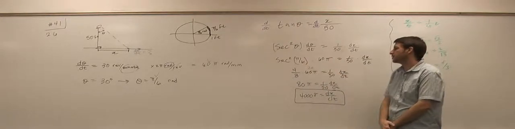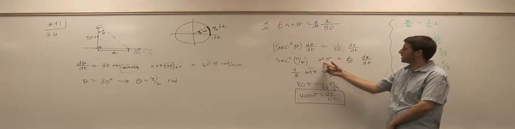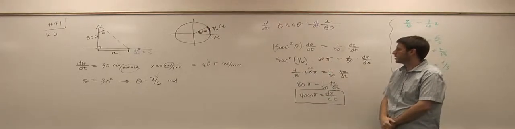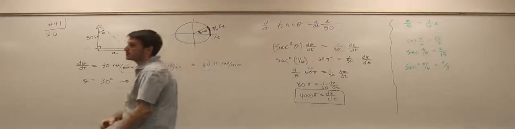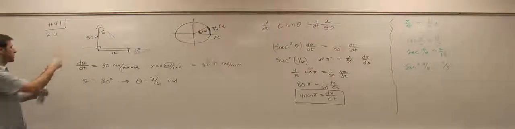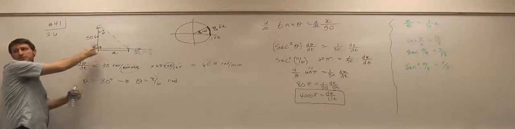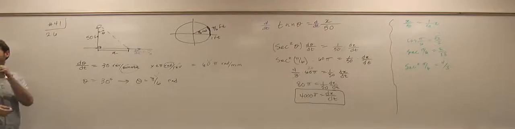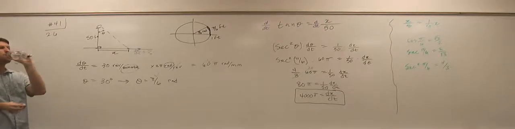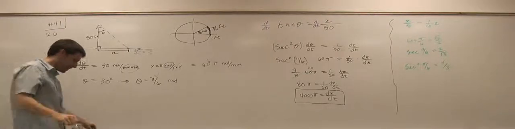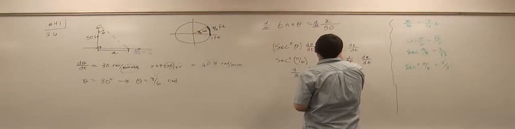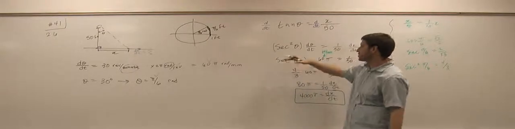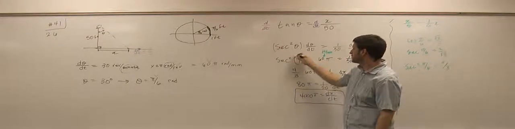Secant squared would be, this here would actually be feet per minute, right? Secant squared is a ratio of two things. All your trig functions are ratios, two things that both have feet. This guy here would be considered feet per minute. But this guy, being a trig function, is a ratio of feet over feet. So this would be unitless.